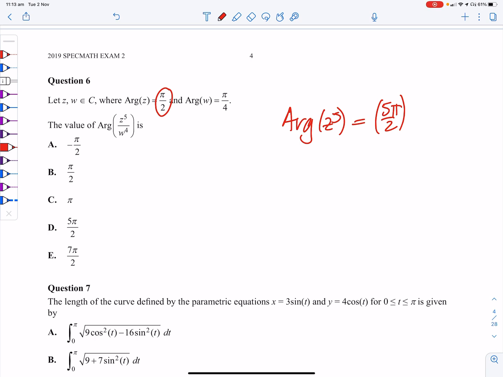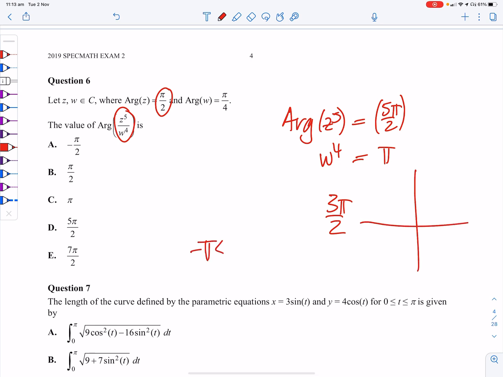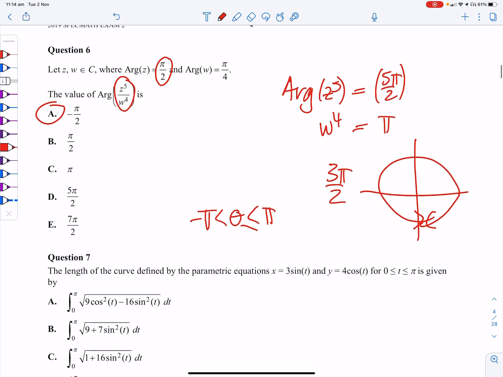And then arg of w to the 4 is 4 pi on 4, which is just pi. We know if we divide, we subtract the angles, so we get 3 pi on 2, which is not a solution, which makes sense because it's outside the domain of negative pi to pi. 3 pi on 2 is the same as negative pi on 2, so we get A.